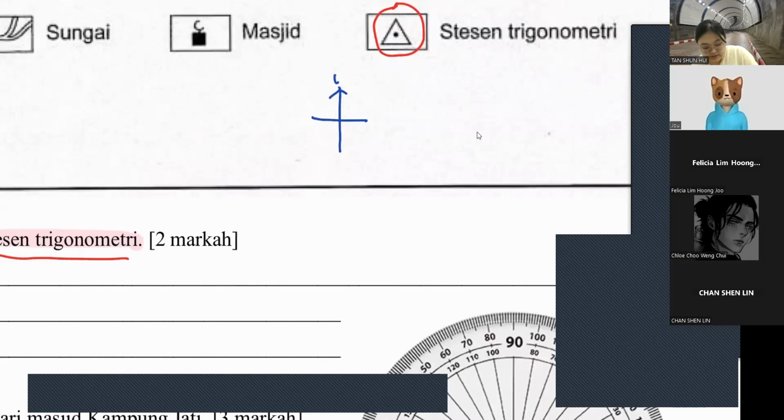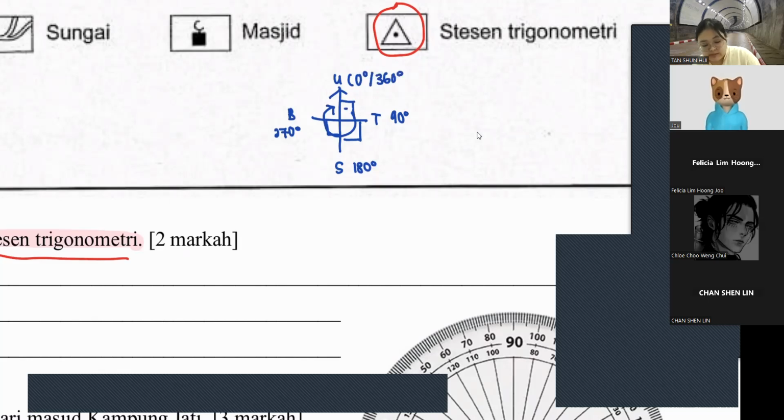We know that this direction is Utara. Utara is the beginning, because we always measure clockwise. So Utara is 0 degrees, and then we move on to Timur. Timur is a right angle, so it's 90 degrees. Selatan is a straight line, and a straight line is always 180. Then you go to Barat, which is a straight line plus a right angle, so it's 270. Back to the full circle, 360.